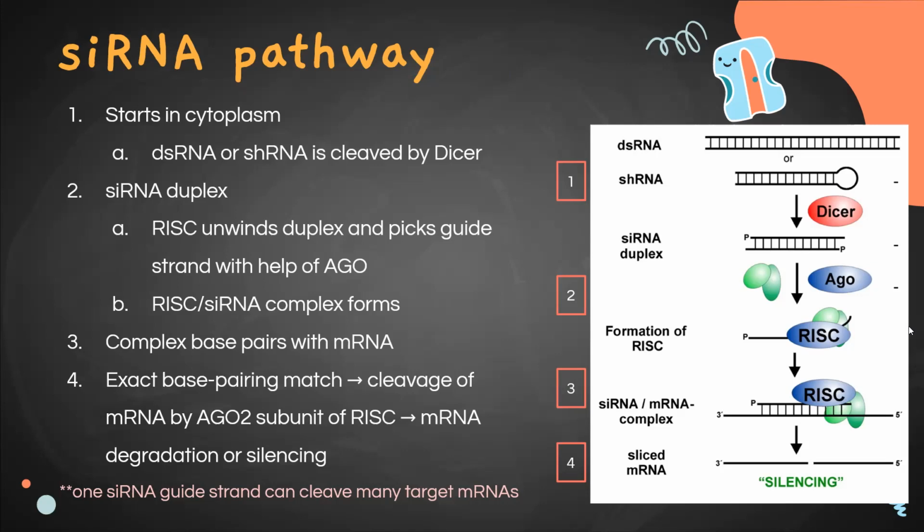So for my problem set, it was like you pretend you're in a research lab, and what does this tell you about guide strands? And basically it tells you one siRNA guide strand can target many. It's not just one to one. That's important to know, as it's reusable basically.